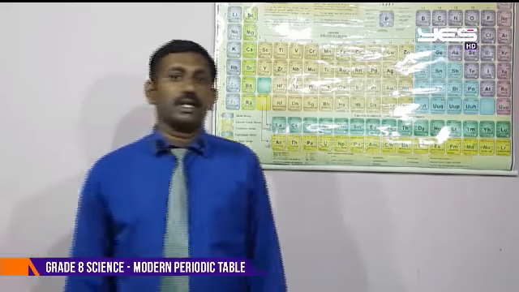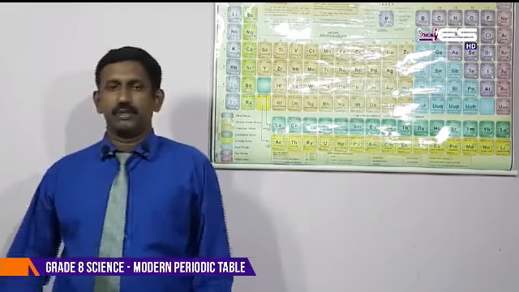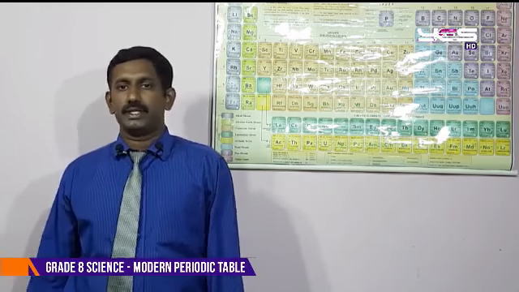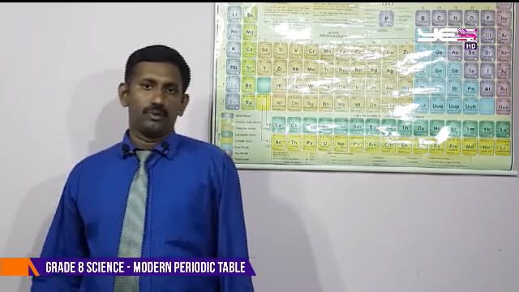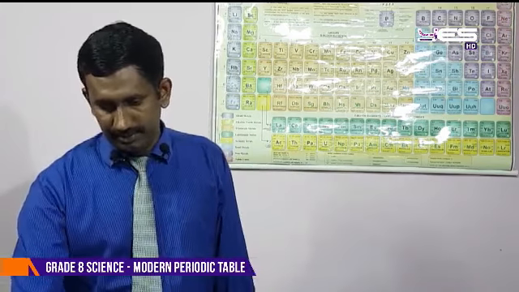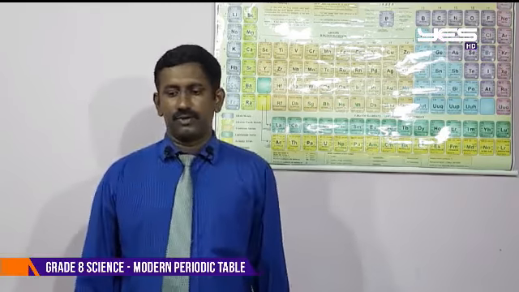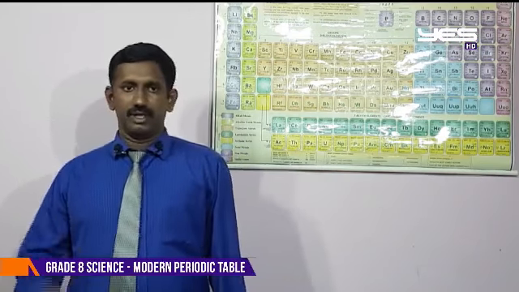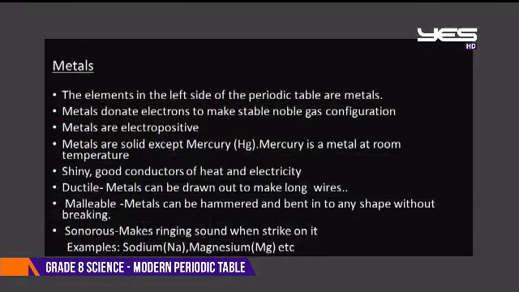Metals are electropositive. What do you mean by electropositivity? That means metals donate electrons and form a positive charge, and this is known as electropositive. Metals are solid except mercury. You know mercury, that's a metal we use in a thermometer, and it's a liquid metal.